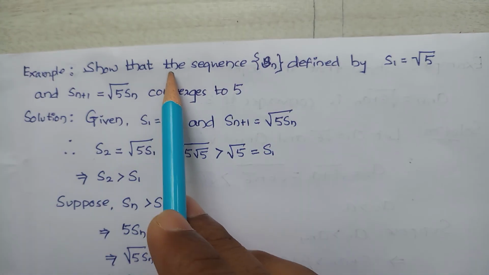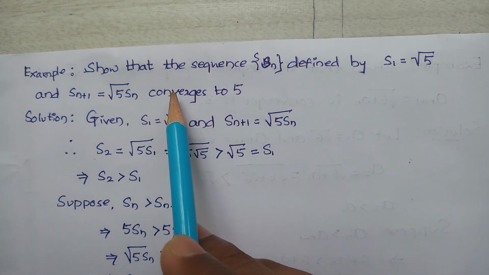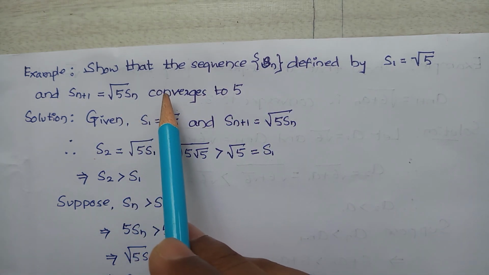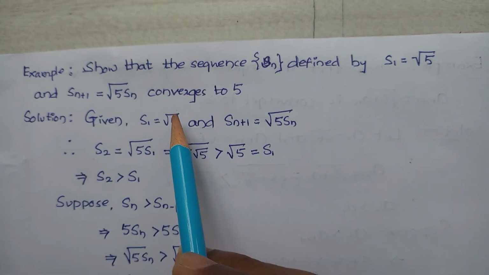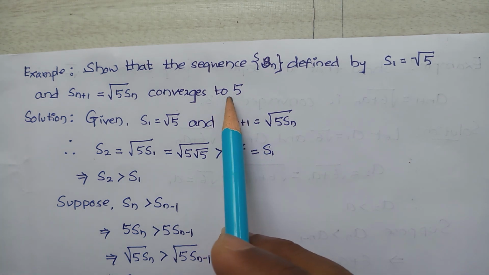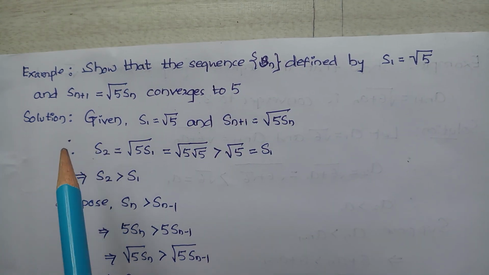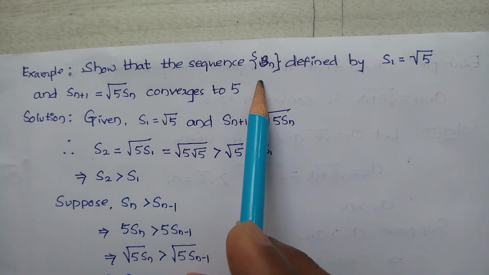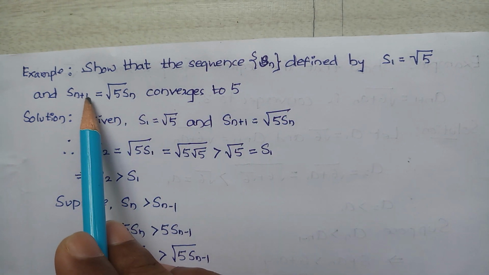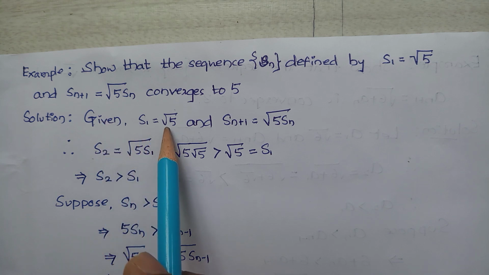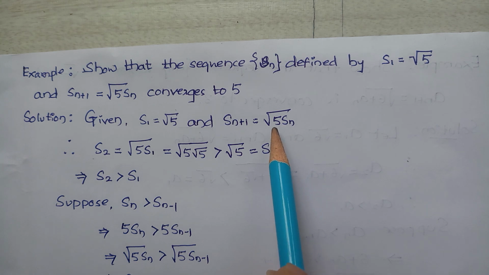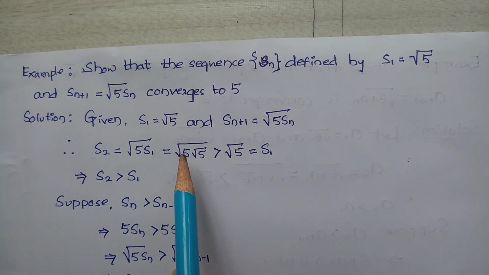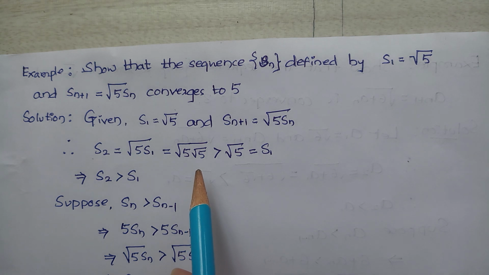We prove this example by mathematical induction. Solution: S1 is equal to root of phi and Sn plus 1 is equal to root of phi Sn. To prove by mathematical induction, first we have to check whether the result is true for n equal to 1 or not.